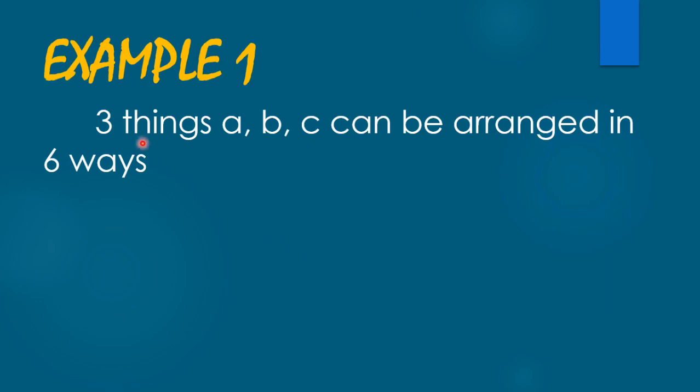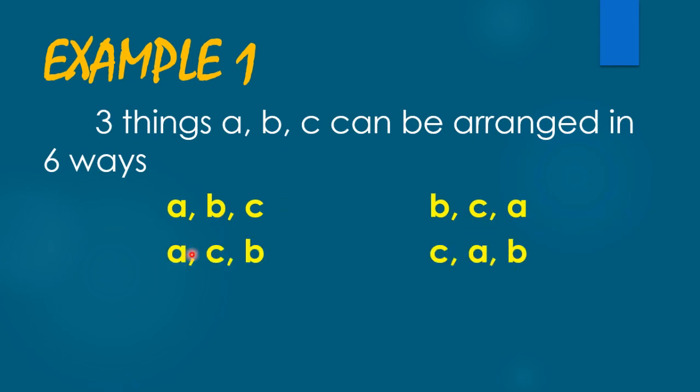Let's have example number 1. If we have 3 things, A, B, and C, they could be arranged in 6 different ways. So we have A, B, C. It could also be B, C, A. We can also have A, C, B, or C, A, B. We can also have B, A, C, and C, B, A. So from this, we have 6 different ways.